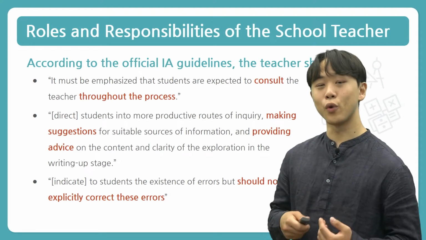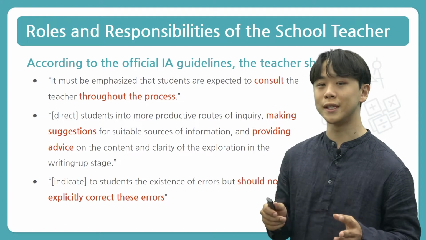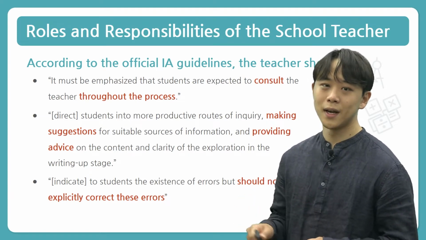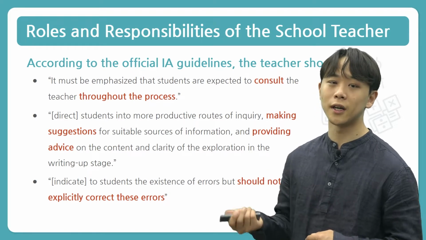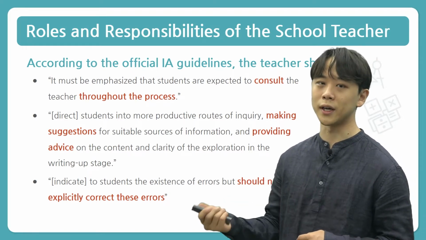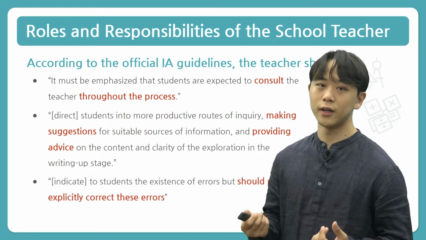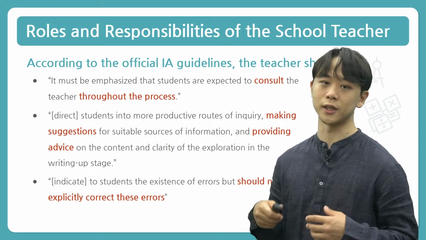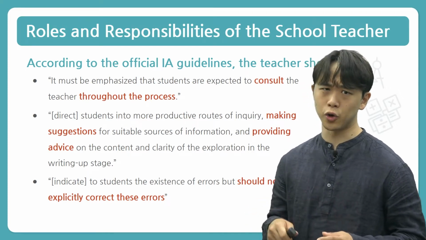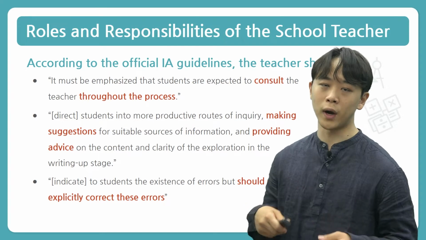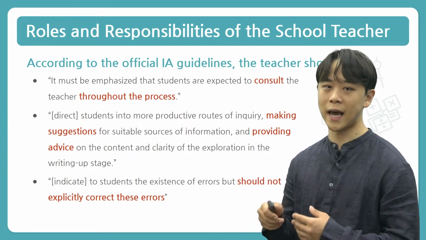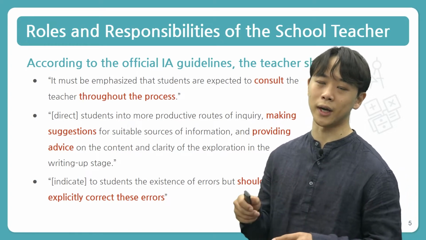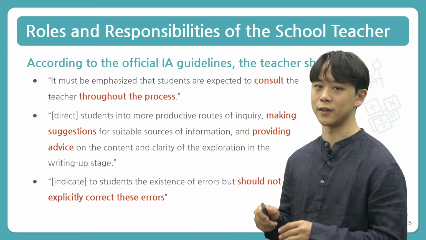Let's now go over the roles and responsibilities of the school teacher in the IB process. So according to the IB official guidelines, the student is expected to consult the teacher throughout the IA process. So the teacher is there to make suggestions and provide advice to the student in terms of how the research is going. The teacher can also make any notes of what kind of errors or inaccuracies a student has, but they're not allowed to directly edit and make the correction for the student. This part is left to the student.